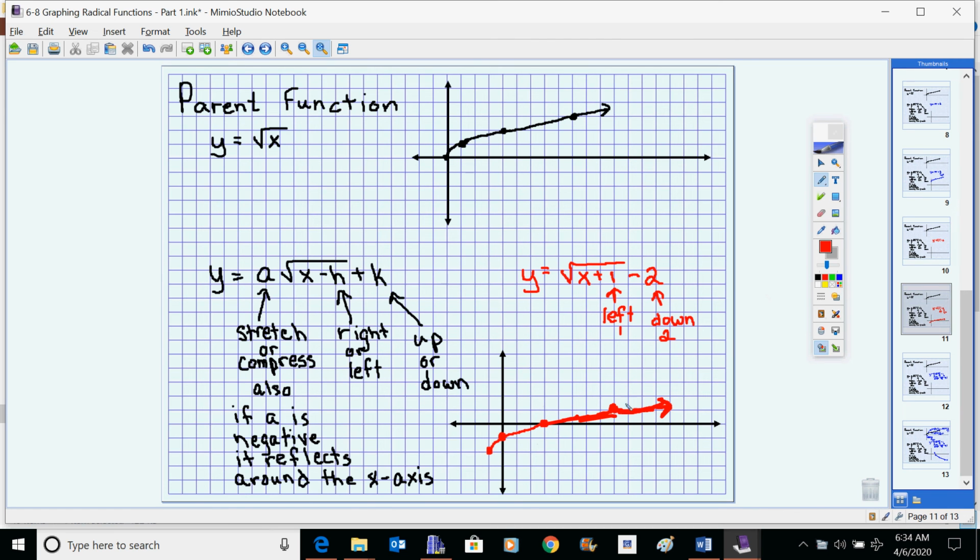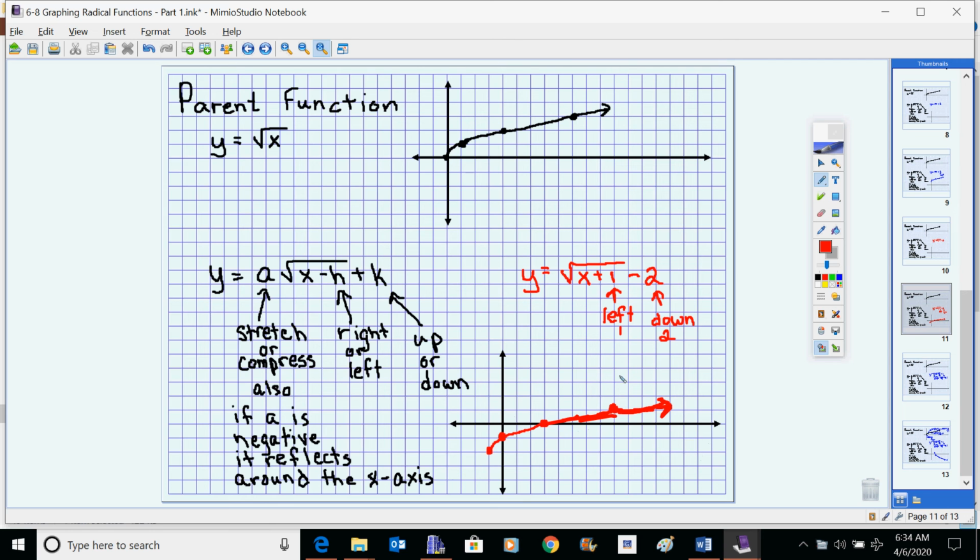So up 1 over 5, up 1 over 5, but let's count it out also. Left 1 down 2. So this would be this ordered pair right here, which would be 1, 2, 3, 4, 5, 6, 7, 8, and up 1 would take us to here. So 1, 2, 3, 4, 5, 6, 7, 8, and up 1.